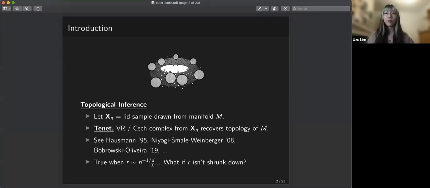And my question is, what if R isn't shrunk down? Because in practice, you can go all the way through and see what happens. And I want to initiate some more systematic investigations into these phenomena.